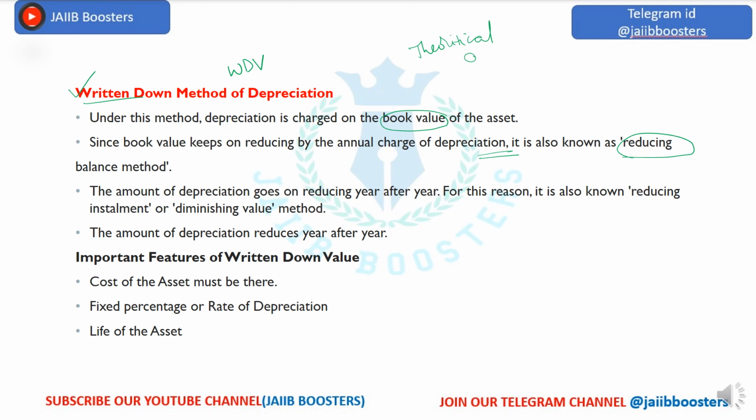The amount of depreciation goes on reducing year after year. If every year has the same value, then we will use the SLM method. But in this case, it is reducing year after year, so it is known as the reducing installment or diminishing value method. The amount of depreciation reduces year after year. What are the features of the written down value method? The cost of the asset must be there, a fixed percentage rate of depreciation is needed, and also the life of the asset. These are the things we have to know while solving the written down value method.